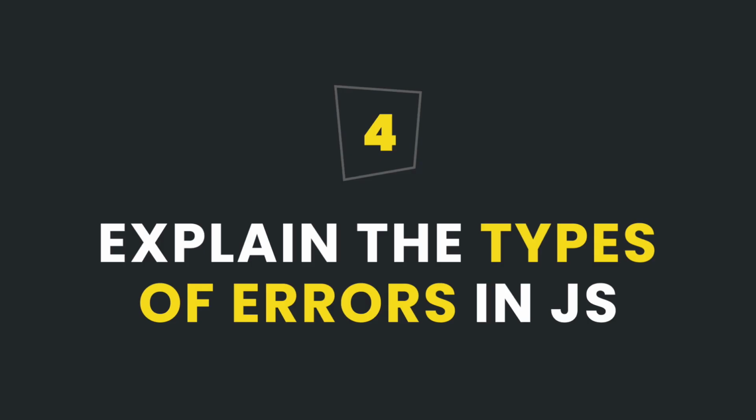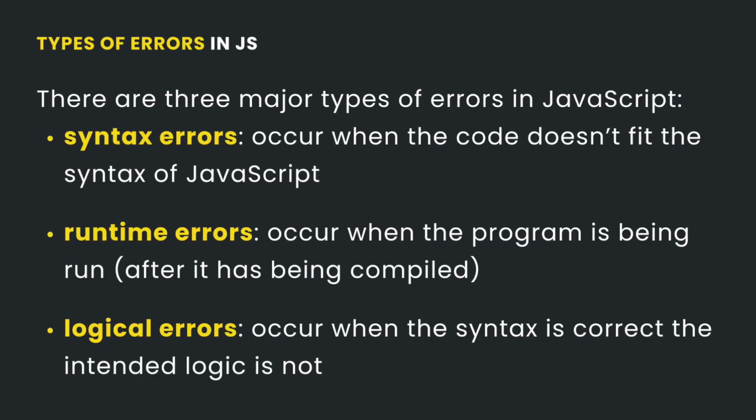So the next question, explain the types of errors in JavaScript. And there are three major types of errors in JavaScript. You have syntax errors. These errors occur when the code doesn't fit the syntax of JavaScript. You also have runtime errors, and these errors occur when the program is being run after it has been compiled. And then lastly, you have logical errors. These errors occur when the syntax is actually correct, but the intended logic is not correct.